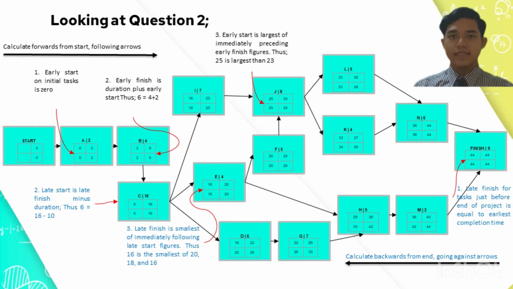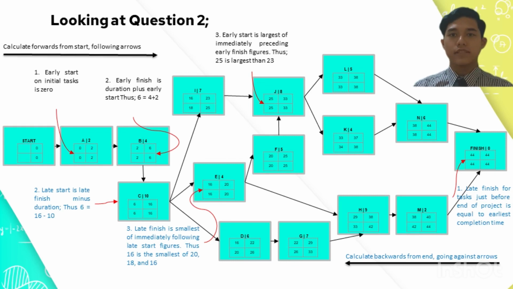Move to task C: late start equals late finish minus duration. Thus, 6 equals 16 minus 10. It is because the late finish of task C is 16 minus the duration of task C, which is 10, and we get the late start of task C as 6.